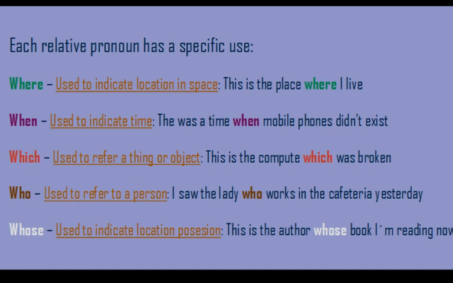And whose, that may be the hardest one to use. This one will translate as cuyo in Spanish. It is one that indicates a relation of possession, with the owner of the object or the thing. So, for example, this is the author whose book I'm reading now. We use whose because the book belongs to the author. As I say, sometimes I don't like to translate too much, but maybe in this case, it helps to remember that it is translated as cuyo.